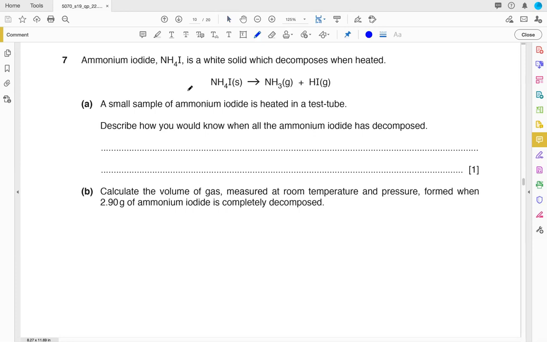Let's do this. Ammonium iodide. Now, what do we know about any ammonium salt? One thing that we need to know is that ammonium salts are acidic. So it's a white solid which decomposes when heated.